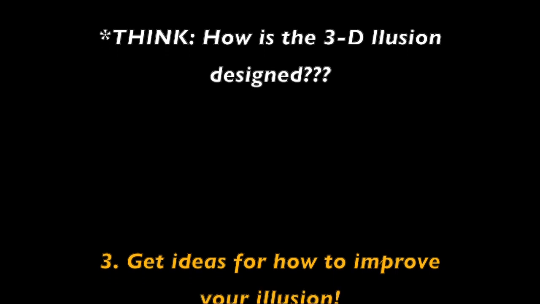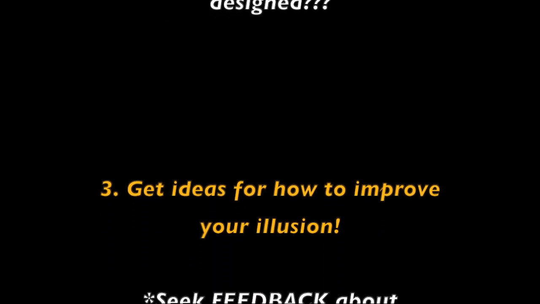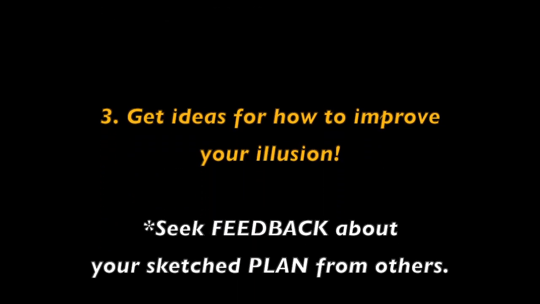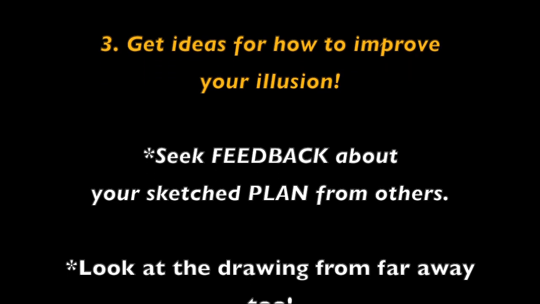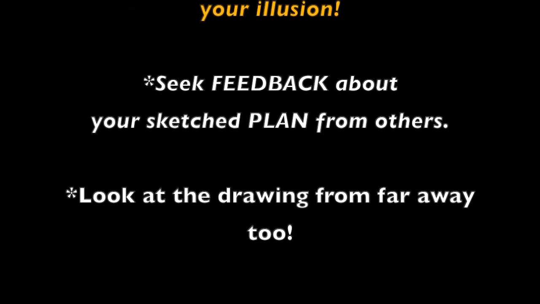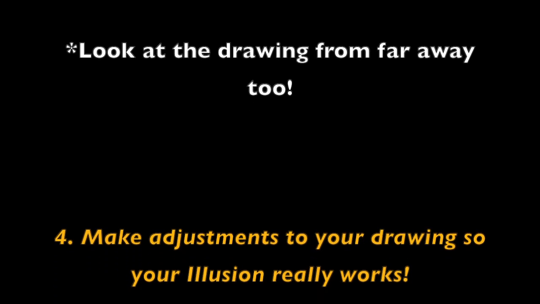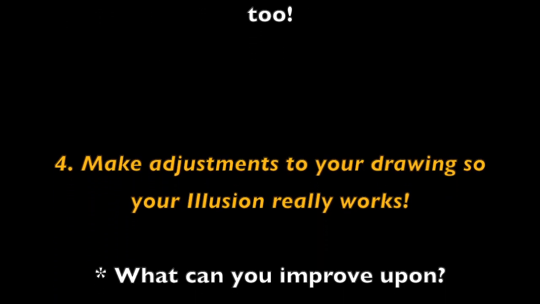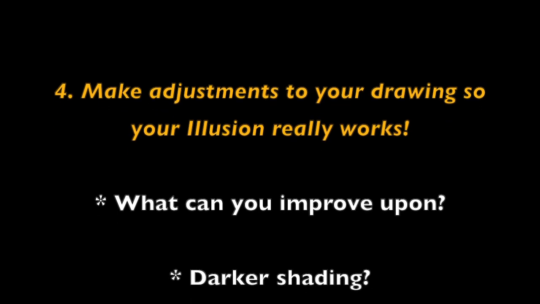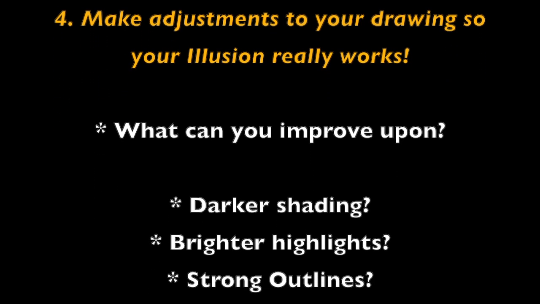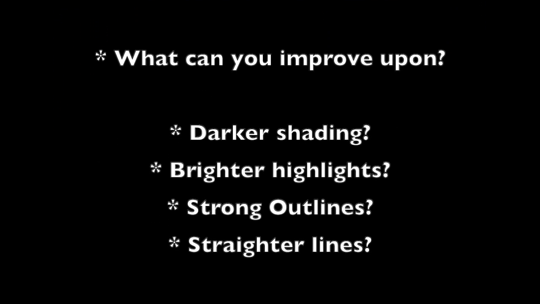Number 3, get ideas for how to improve your illusion. Seek feedback about your sketched plan from others. Look at the drawing from far away too. Number 4, make adjustments to your drawing so your illusion really works. What can you improve upon? Darker shading, brighter highlights, strong outlines, straighter lines.